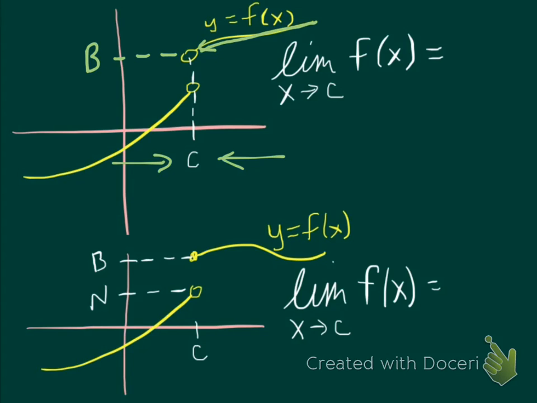And then from the left-hand side, as x is approaching c from values that are smaller than c, we see that the y values are getting closer and closer to a different number. And if that's the case, we say that the limit does not exist. If the y values are approaching two different numbers, we say the limit does not exist.